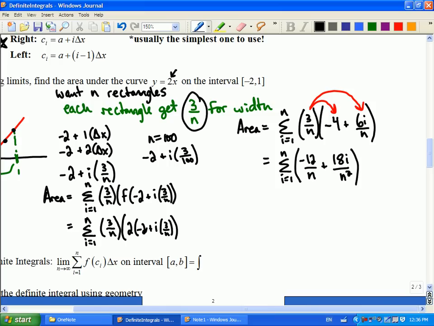This is the formula that, if you tell me how many points you want, now I have to add them up. So I'd have to do this 100 times in Leo's example where he said, let's try it for 100 rectangles. Our goal is going to be to get to an infinite amount, right? But luckily there's some formulas to shortcut this for us. So these two pieces would be the same thing as the sum from 1 to n of -12 over n, plus the sum from I equals 1 to n of 18I over n squared.